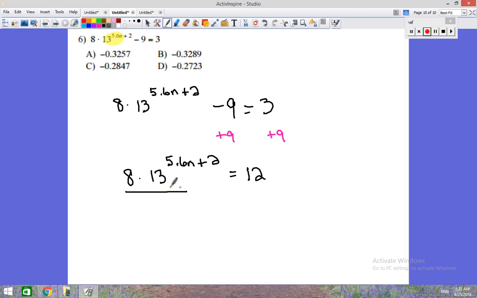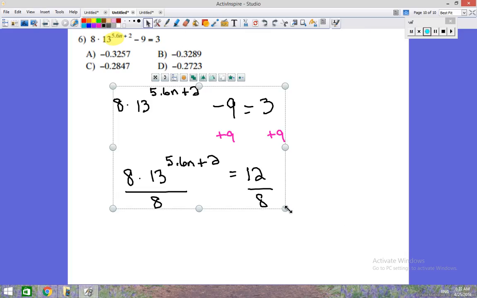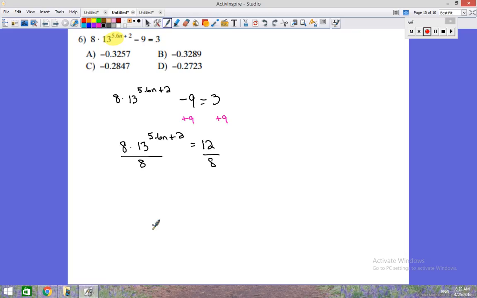The inverse of multiplication is division. We've got 8 times this. We'll divide both sides by 8. Eight divided by 8 is 1. So these 8's just simply cancel. Twelve and 8 are both divisible by 4, so they have a common factor of 4. 12 can be written as 4 times 3, and 8 can be written as 4 times 2. Since this is a single term here and a single term there, we can cancel out these common factors.